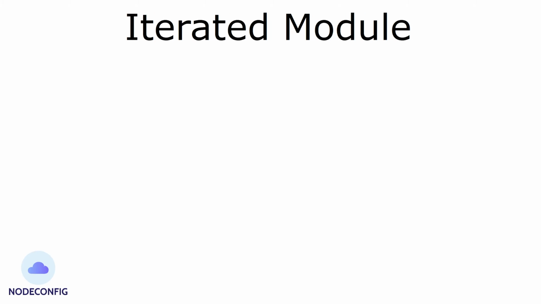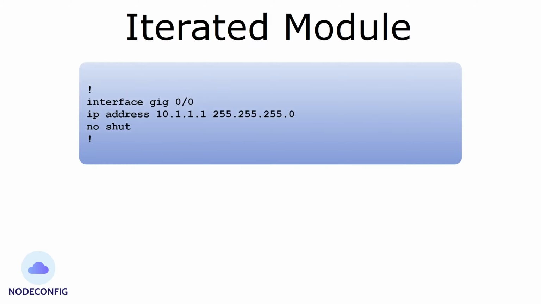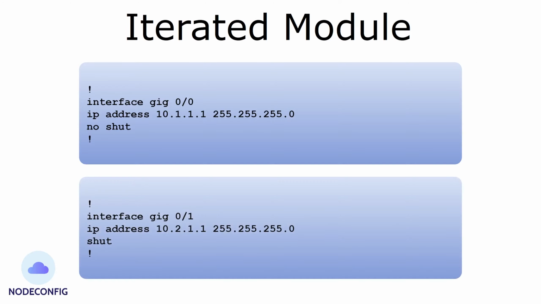Now let's understand iterated modules. AAA configuration is ideal for a block module because it's a static config, unlike something like an interface config per se, or an OSPF area, meaning that we can have multiple interfaces, OSPF processes, and EIGRP autonomous systems.